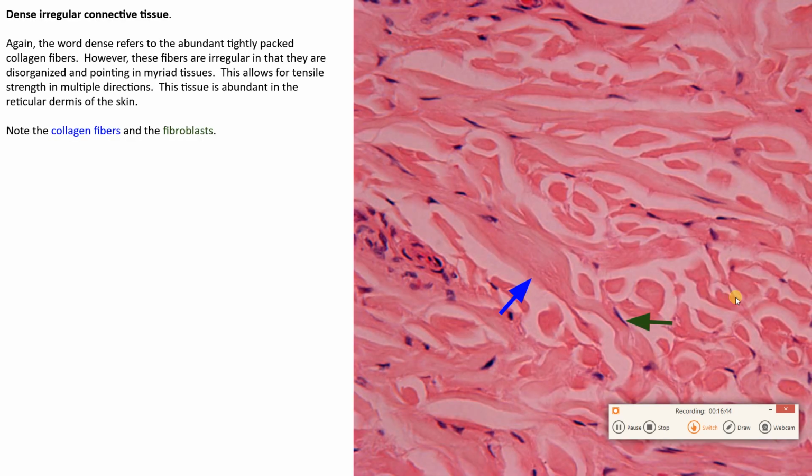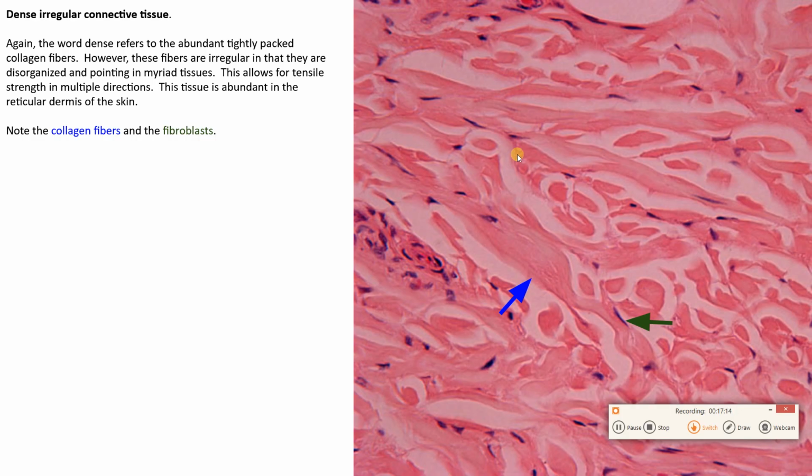We now got dense, irregular connective tissue. Again, dense means there's lots of collagen. Notice we have just a lot of pink here. But irregular means the fibers are not arranged in a predictable parallel pattern, but they're arranged in an irregular way. They're disorganized. They're going in multiple directions. This is not going to make us super strong in one direction, but rather strong in many directions.